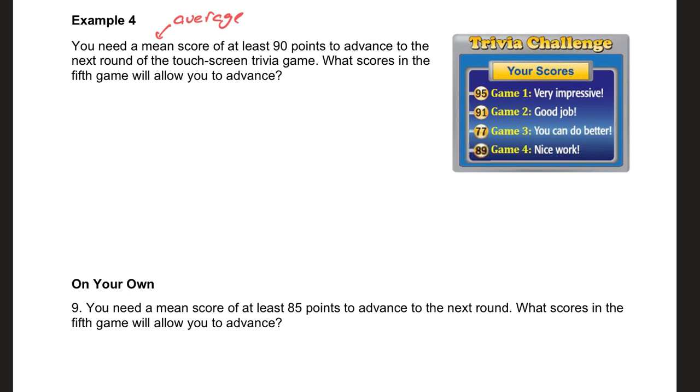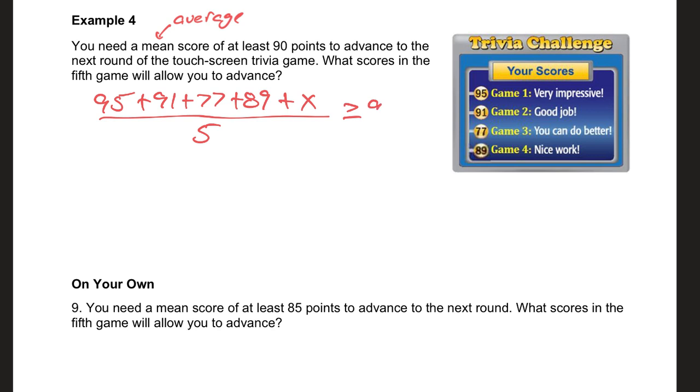So mean score. So first game, you had a 95. An average means you add them all up. So 95 plus 91 plus 77 plus 89. But it says what scores will allow you to advance in the 5th game. So you're going to add a score from the 5th game. We need to divide all of those scores by 5, since there's 5 of them. It says at least 90, which means we have to be greater than or equal to 90.